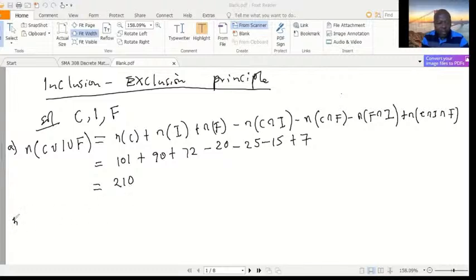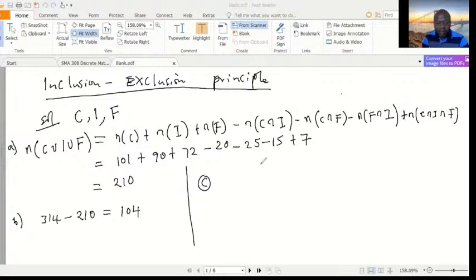B, the question says, how many customers did not take any loan? So the number of customers who did not take any loan would be the original number of customers minus those who took loans. And so this will give us 104 customers. And then what about part C? Part C says draw a Venn diagram.